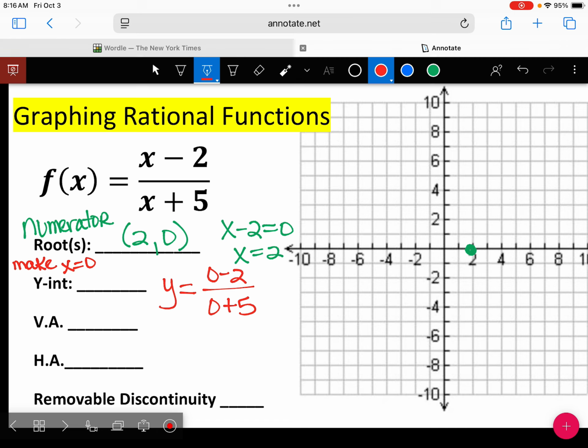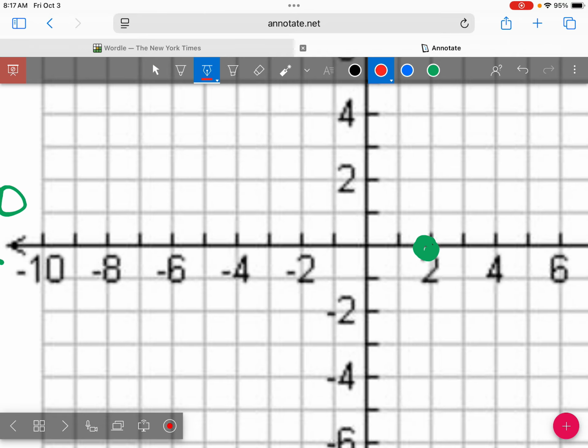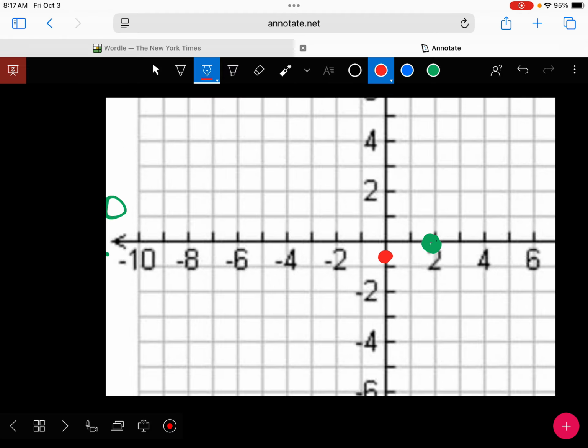Okay, so my y-intercept is a decimal. 0, negative 2/5. So I'm going to plot that. That's just going to be a point somewhere between 0 and negative 1. We can't be perfect with that. We just do the best we can.